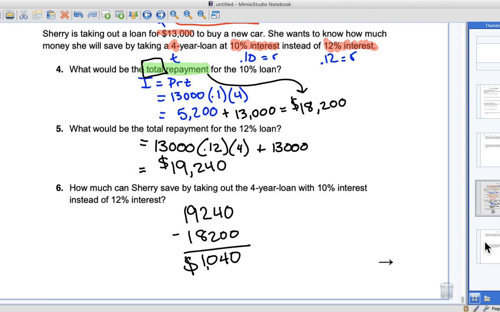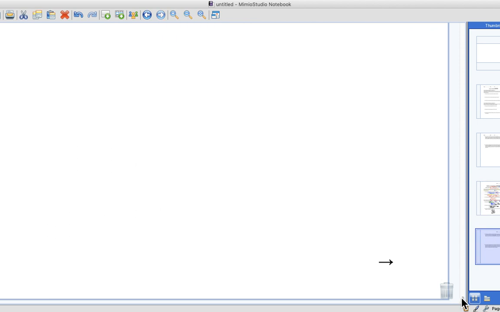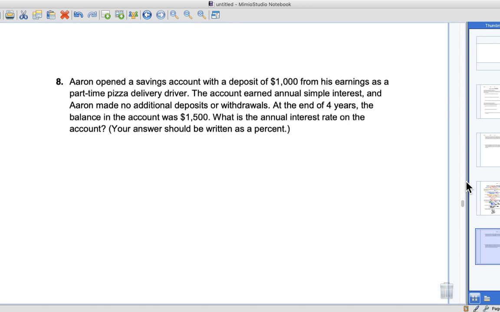Okay, on the back, we're going to do number 8 first on the bottom, and then we'll go up to 7, because 7 is one of those college questions. 8 is still interest, so we're going to solve 8 and then go up to 7. Number 8, Aaron opened a savings account with a deposit of $1,000. A red flag should be raising in your head. What is that $1,000? Principal.